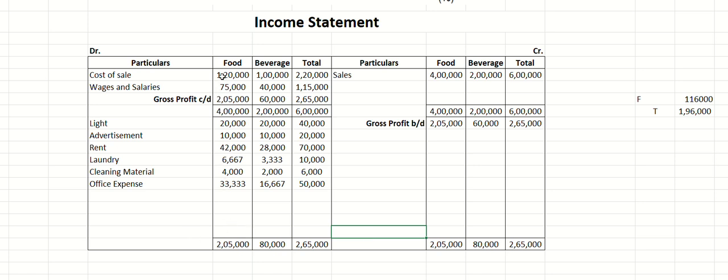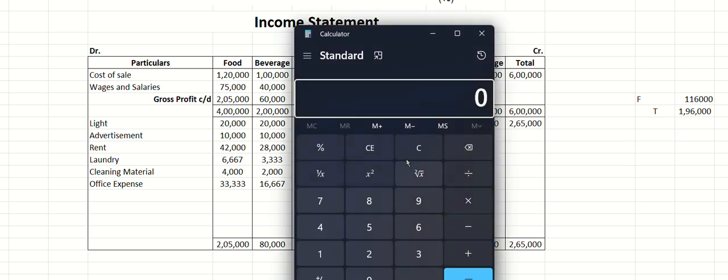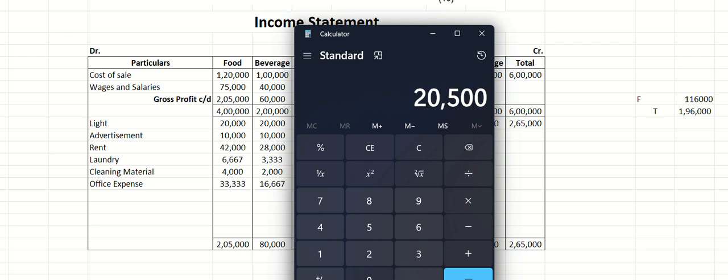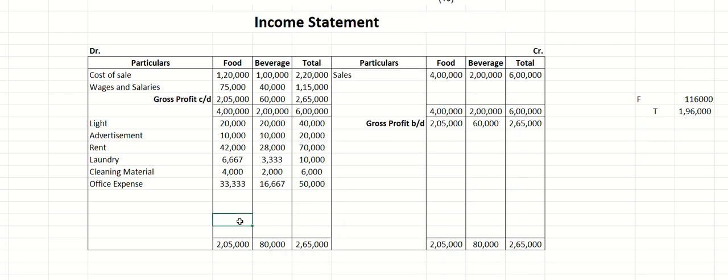We know the foods department has an income of 2,05,000 and the expense we have written here is just 1,16,000. Since our income is more, we are very sure we have made a profit. We are going to find the profit amount: 2,05,000 minus 1,16,000. The answer is 89,000. So we have made a profit of 89,000.